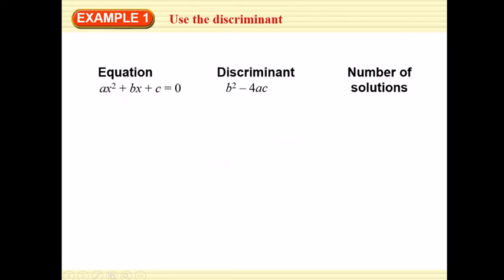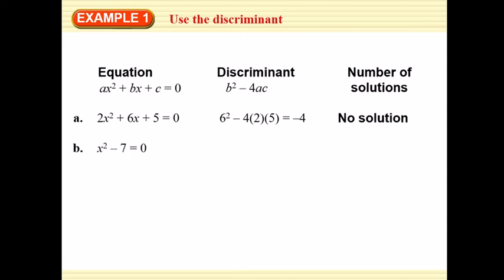Alright, so example 1. Use the discriminant. So here is my equation, here's my discriminant, and the number of solutions. So 2x squared plus 6x plus 5 equals 0. I need to find the b squared minus 4ac. Filling in all my pieces there, I end up with negative 4. And what that means, number of solutions, none. There are no solutions to that since it's negative. It's not going to cross the x-axis.